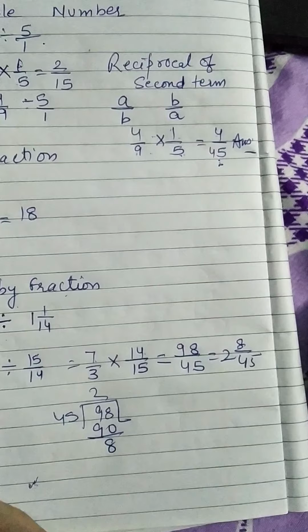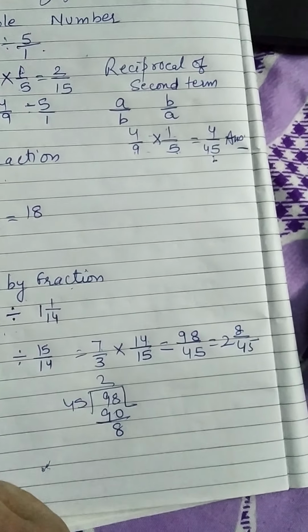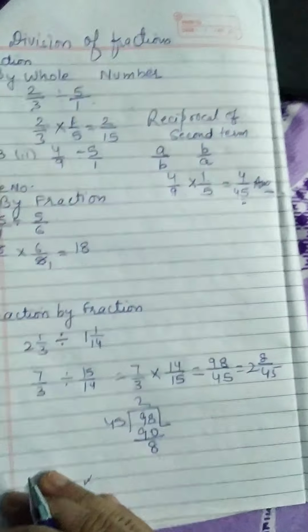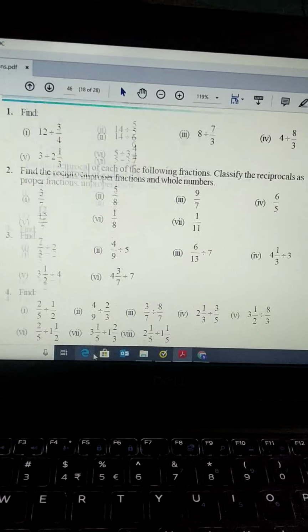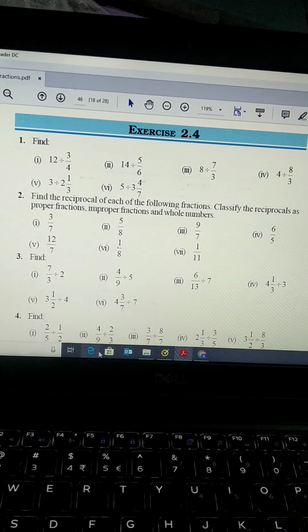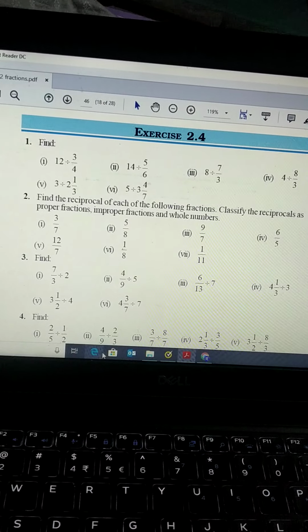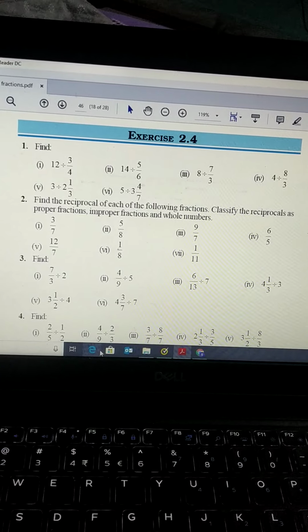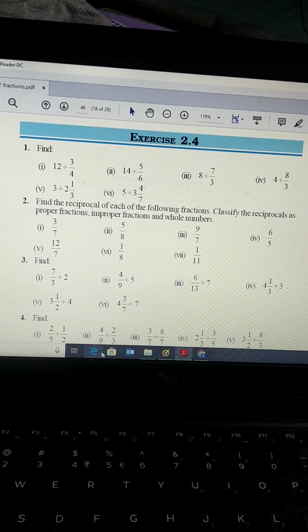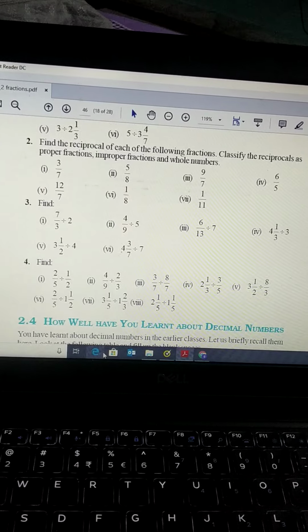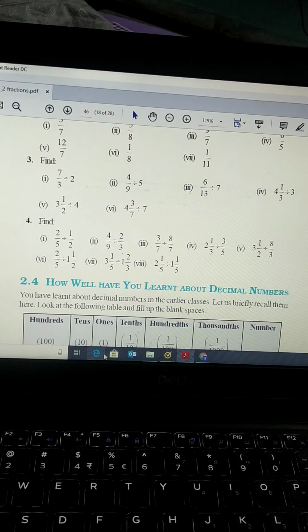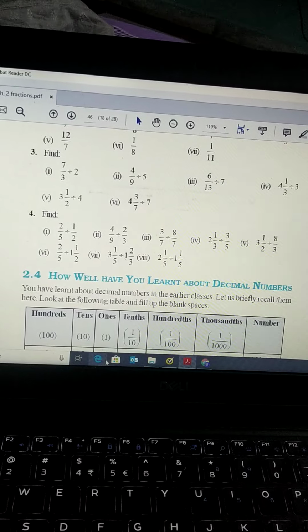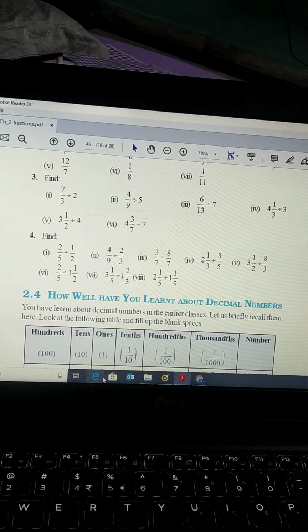Okay. So, when you will be doing your exercise 2.4, same way we have to do all the questions. You can have a look at exercise 2.4. The first question I have told you how to divide a whole number by the fraction. In the second, you have to just do the reciprocal and you have to tell whether it is a proper fraction, improper fraction or the whole number. Then third, you have to divide a fraction with the whole number, and in the last question you have to divide a fraction with the fraction. So I suppose you can do 2.4 also very easily.